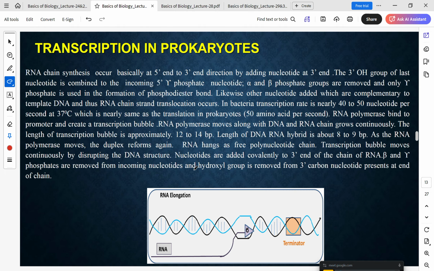So the RNA chain synthesis basically occurs in the 5' to 3' direction by adding nucleotides at the 3' end. The 3' OH group of the last nucleotide is combined with the 5' alpha phosphate of the incoming nucleotide, and the beta and gamma phosphate groups are removed, releasing a pyrophosphate, creating a phosphodiester bond.